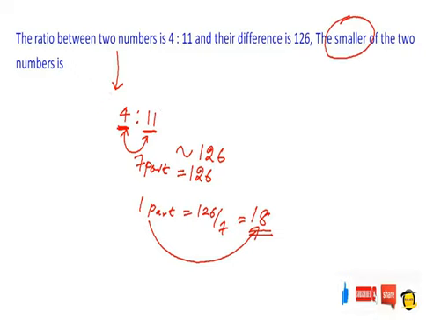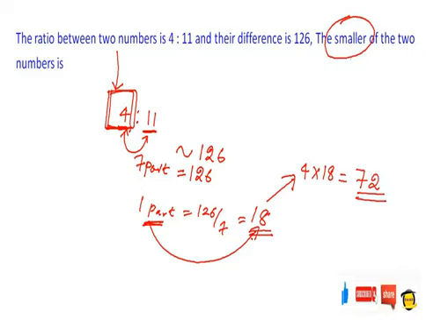And it's very clear that the first term is the smaller term. And how many parts does that have? 4 parts. If 1 part is 18, what will be the value of 4 parts? 4 times 18, that is going to be 72. So the smaller of the two numbers value is going to be 72, right?